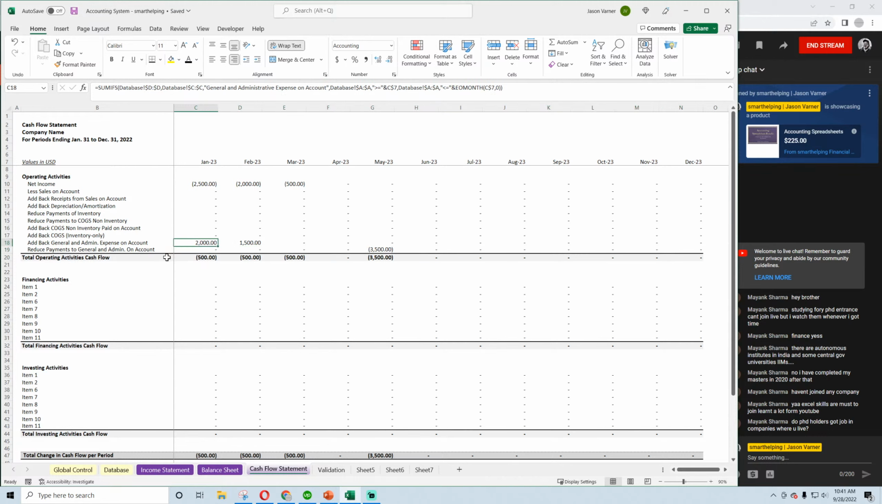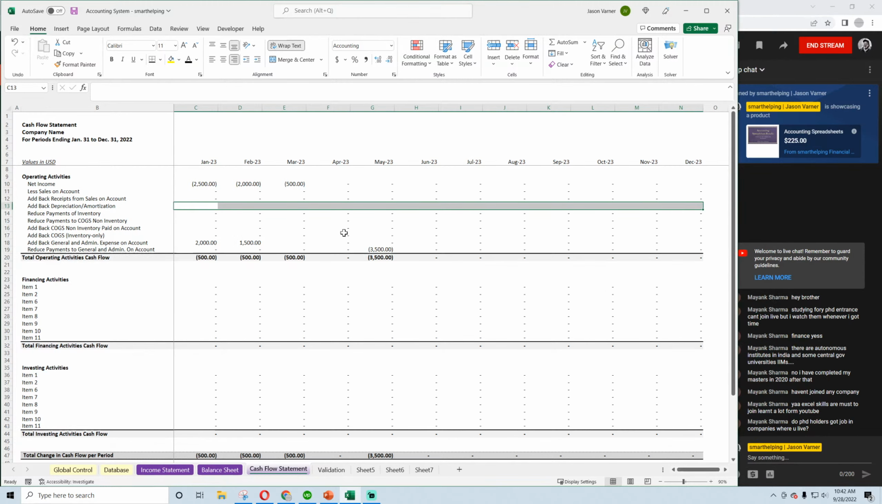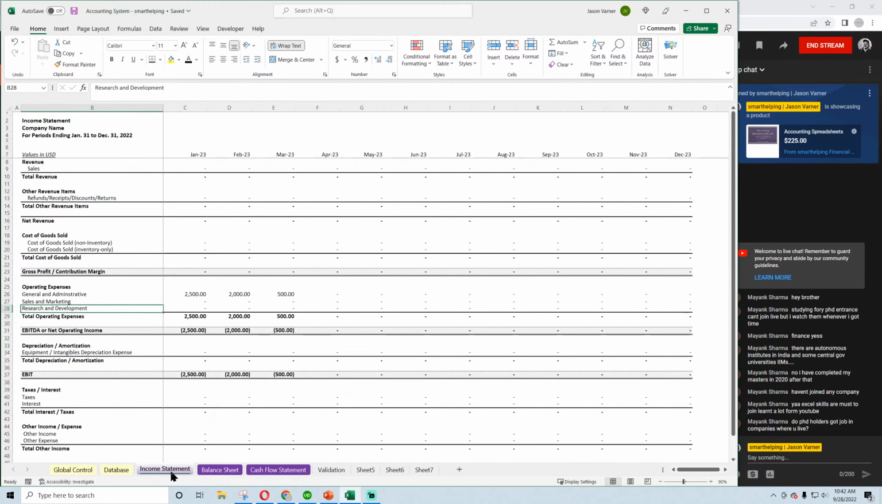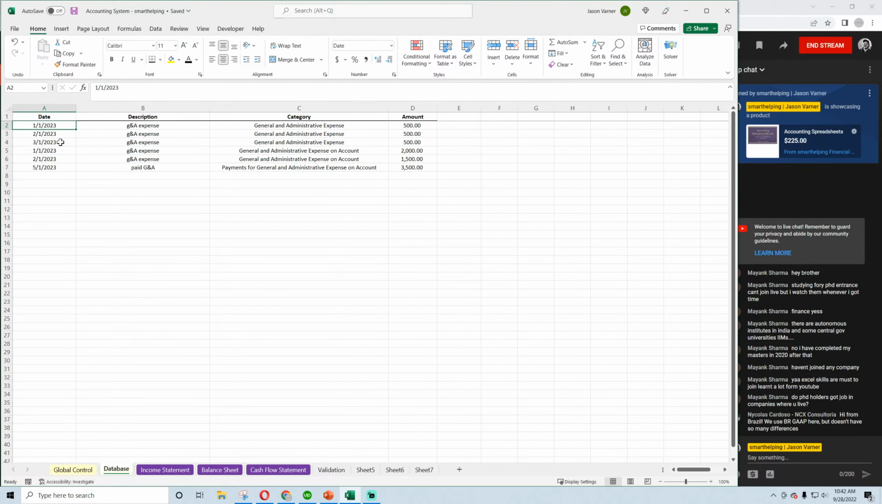Awesome. Let's make sure. Now we already checked the other logic. I just want to double check. So that's an expense. Yep. Payments reduction. Depreciation we have not done. Let's clear out this row. And add back receipts. This is good. Okay. Reduce sales on account. Yep. Okay. So we've got general and administrative expense all coded up, figured out, balanced. It's all working good.